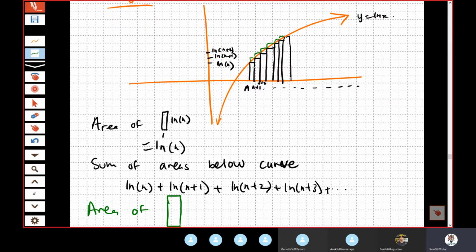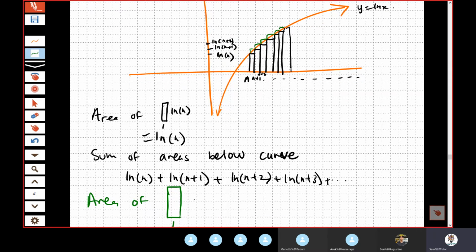Where is it touching the curve at the highest point? Is it at n or n plus 1? Is that n plus 1? Yeah, good job, right there. So it's actually at ln(n+1). That's your first one. ln(n+1).